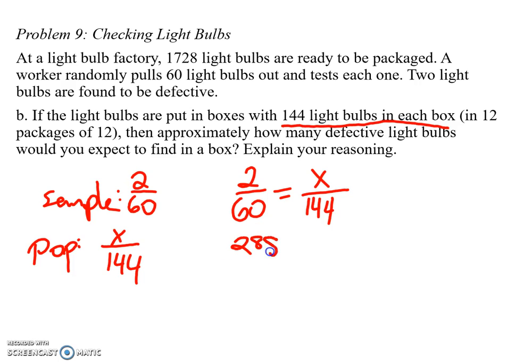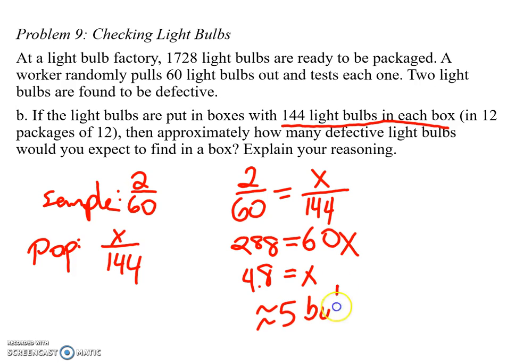So we would have 288 equals 60x. X would equal 4 8/10. So we would say about 5 bulbs in this case would be defective in each box.